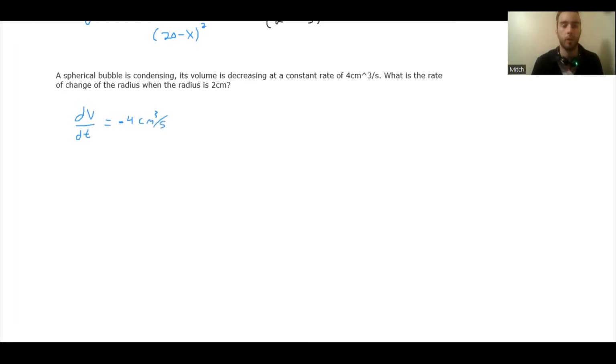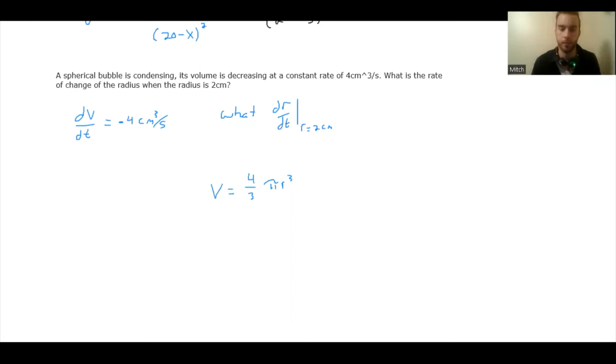And we want to know what is dr by dt at r equals 2 centimeters. So how do we do that? Well, we're given some geometry. What relates the volume of a sphere to its radius? That's V equals 4/3 pi r cubed. And so that's where we got the equation from.